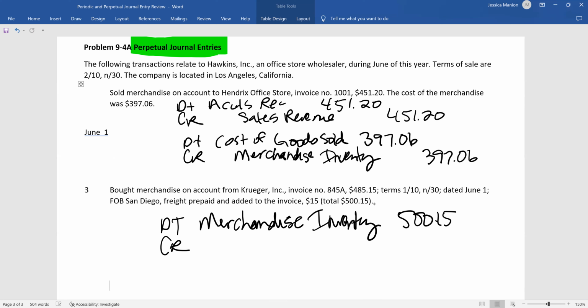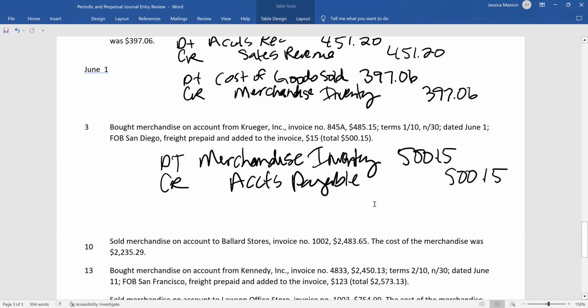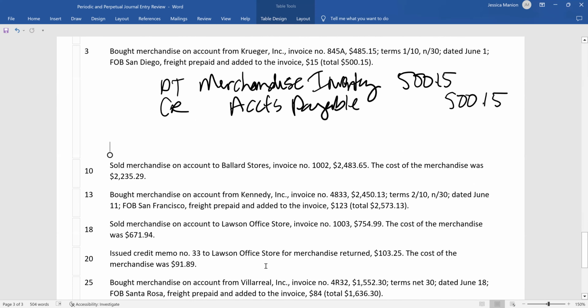$515, credit accounts payable, $500.15. So, again, with perpetual, we do not use the purchases account. We do not use freight in. We use merchandise inventory instead. So, okay, what is this next one?